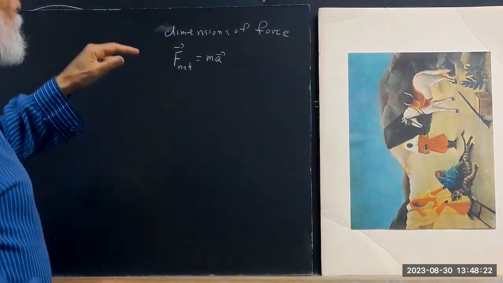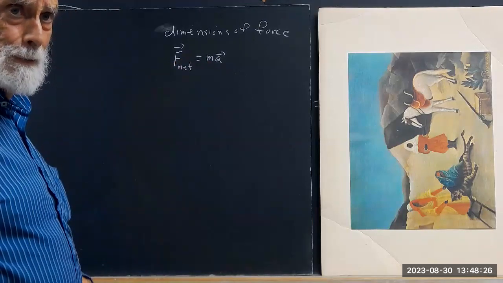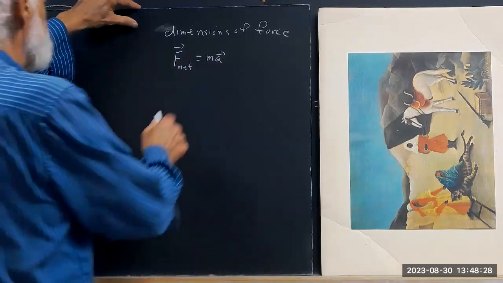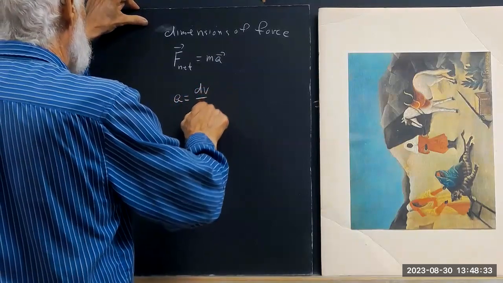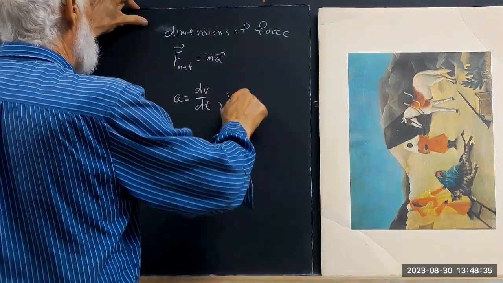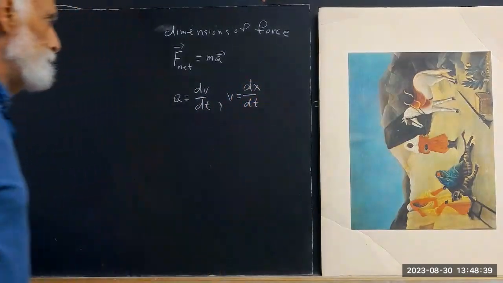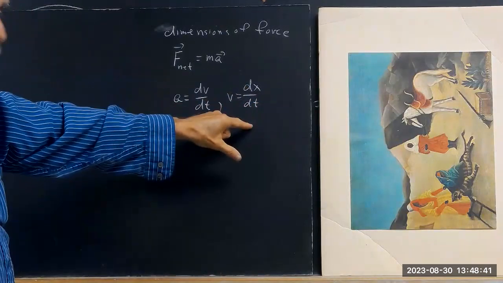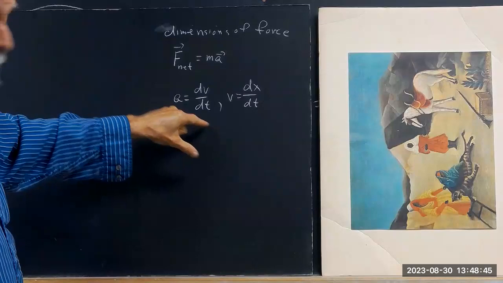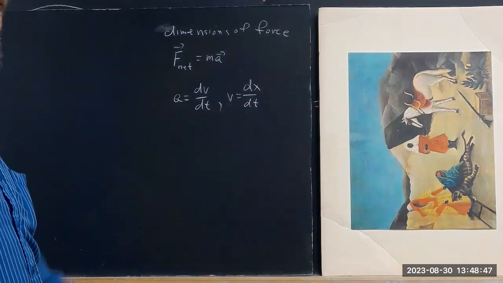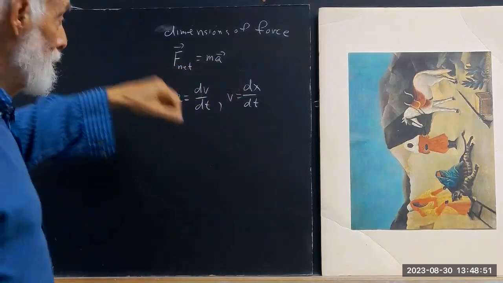Well, that's great. What would the units of force be? First of all, what are the units of acceleration? Velocity is the rate of change of position. Acceleration is the rate of change of velocity. What are the units of velocity? Well, we just worked it out. Your change in position is in length.